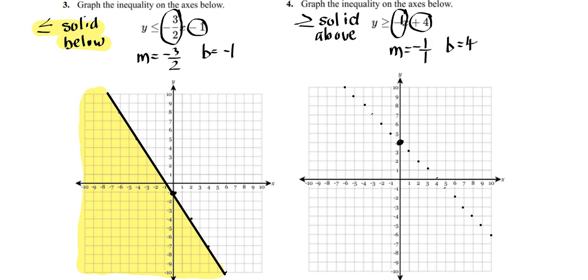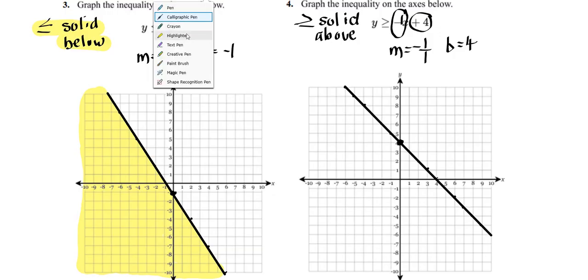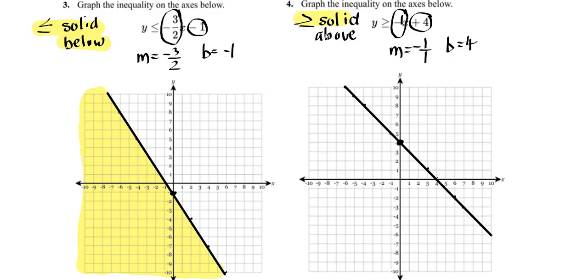So switching over to my line function from here to here, and then we'll grab the highlighter, and it is solid and it's above, so I will shade everything above that line. But again, because it is a solid line, if we wanted to pick a point to test it, to prove that it would work in the inequality, we could choose anything on the line or anything above the line. In this case, the shaded region works and anything on the line. And that's pretty much it.